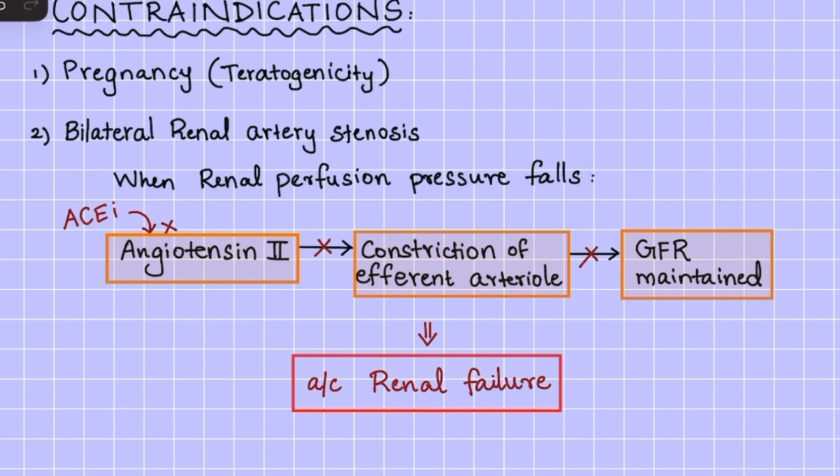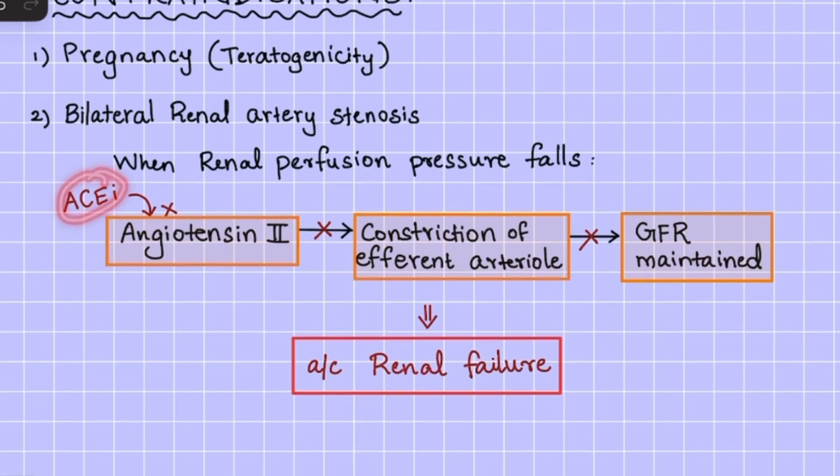Now, normally when the renal perfusion pressure falls, angiotensin II will be responsible for the constriction of efferent arteriole, and this will increase the intraglomerular pressure and GFR will be maintained. Now, when ACE inhibitors are taken, angiotensin II will decrease. So, this whole mechanism is blocked and this can precipitate acute renal failure.